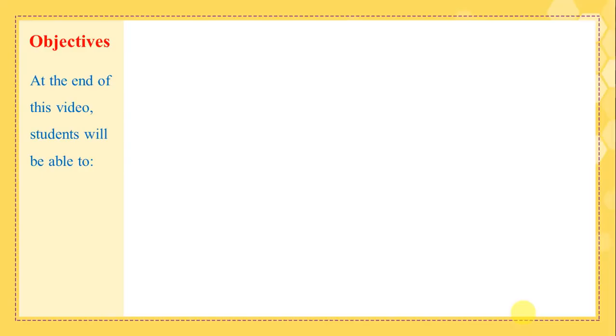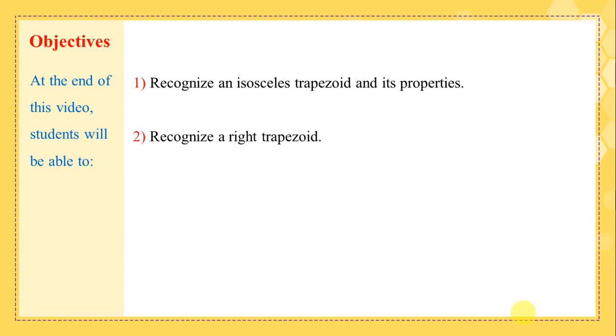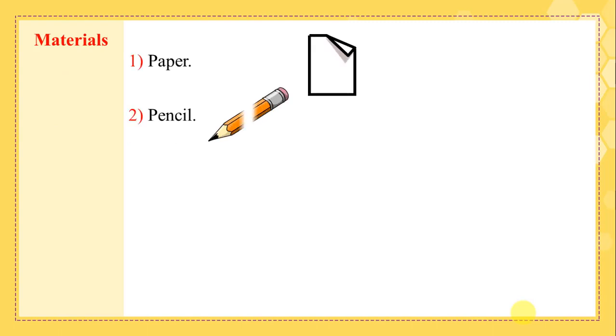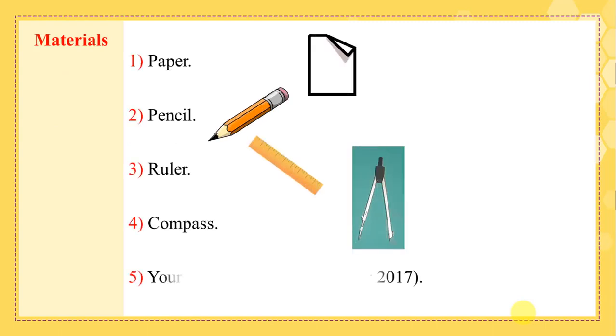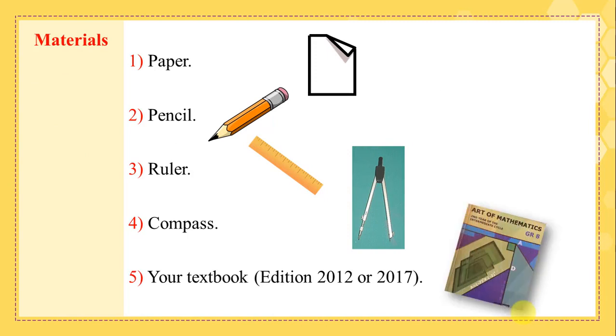At the end of this video, students will be able to recognize an isosceles trapezoid and its properties, and recognize a right trapezoid. Materials: paper, pencil, ruler, compass, and your textbook edition 2017 or 2012.